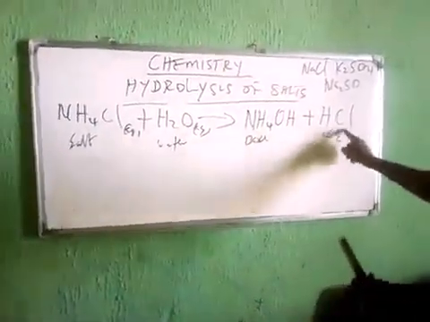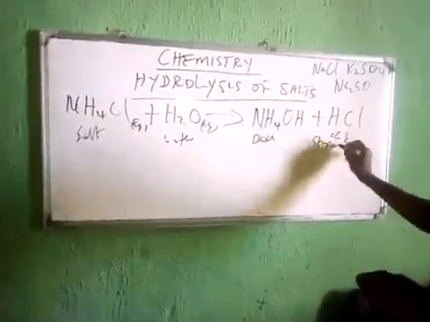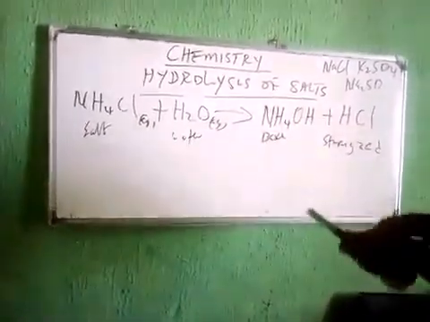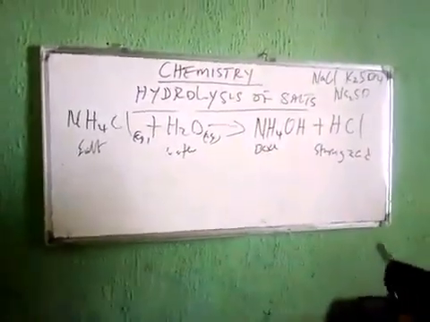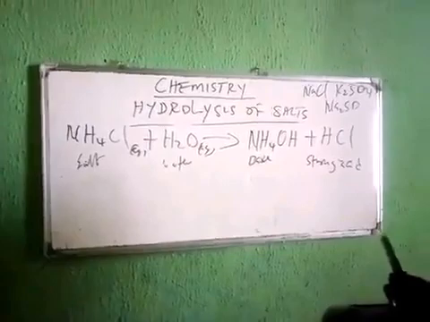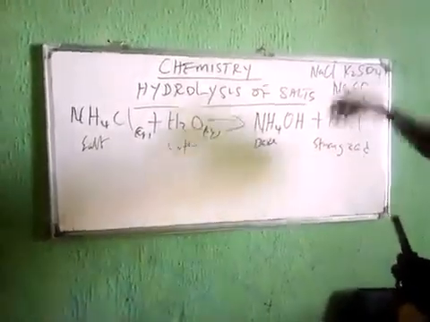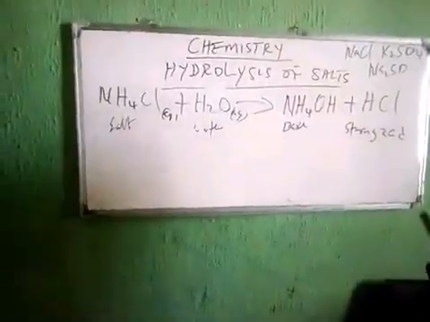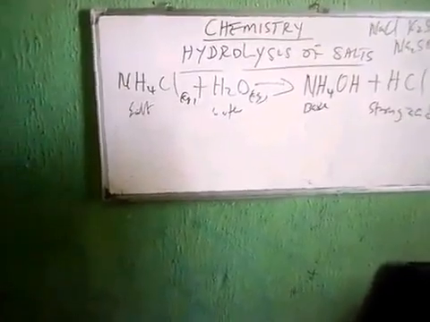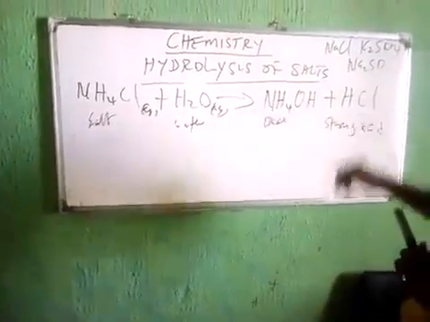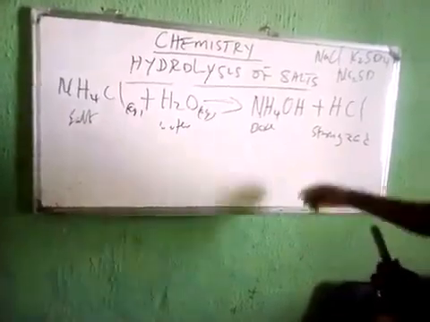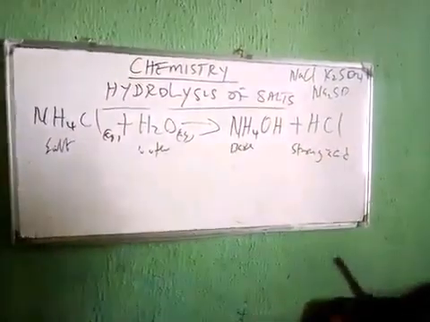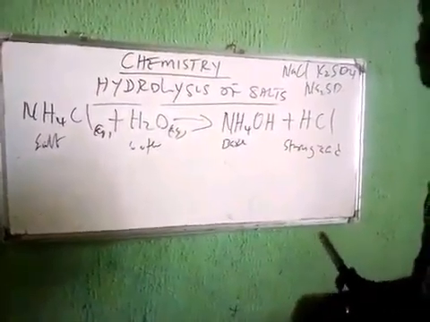Now, because this is a strong acid, the solution is going to be acidic in nature. If you test it with litmus paper, it's going to turn red. It's going to be acidic in nature. You get that? So that's why we say that it's a salt that can be hydrolyzed to form this and this. So this is a very good example.